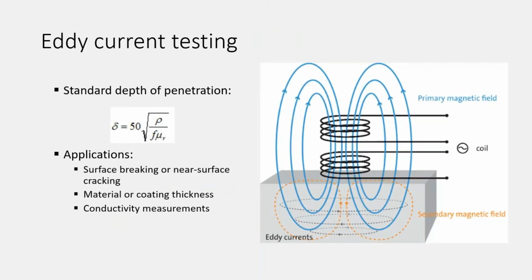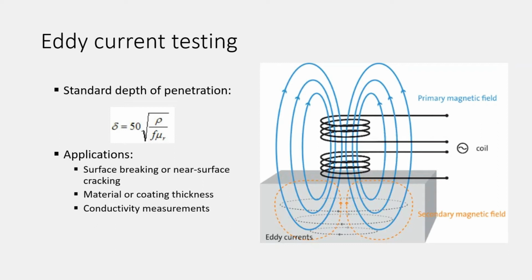So eddy current testing is based upon the difference between eddy current distribution for 2 different positions of the probe. Basically, the eddy current distribution induced in the specimen is not going to be the same depending whether there is a flaw or a smooth, flawless domain beneath the probe.